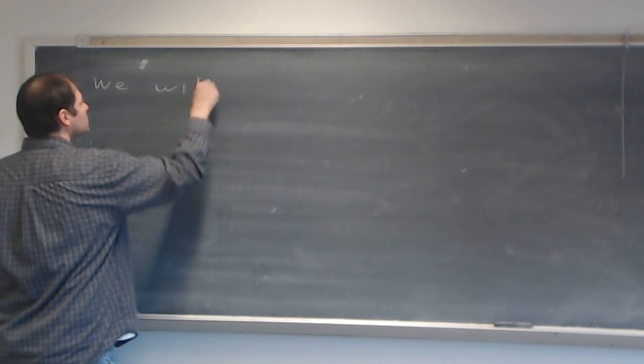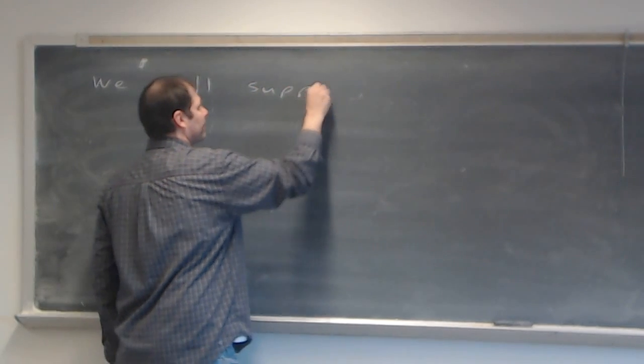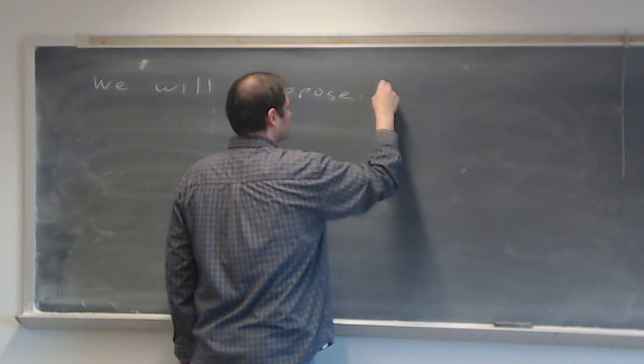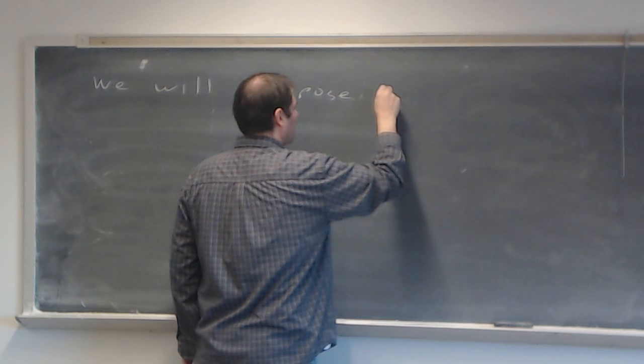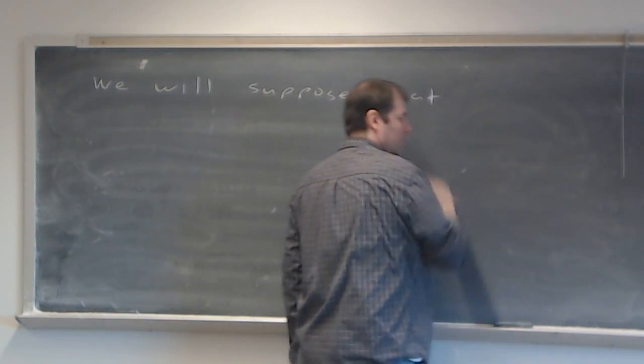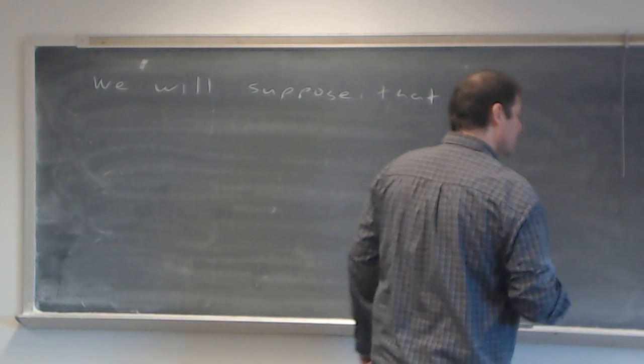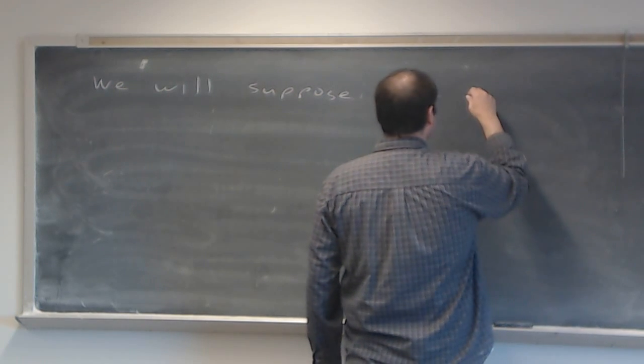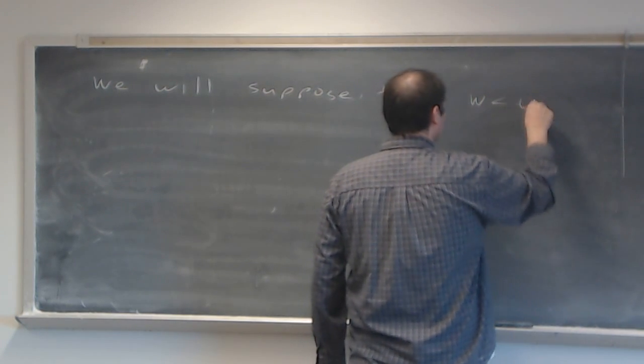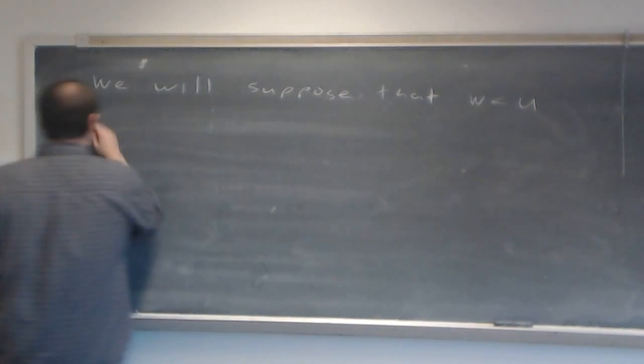We will suppose that, okay, we're trying to show that U is less than or equal to W, but let's suppose that W is less than U in attempts to get a contradiction.